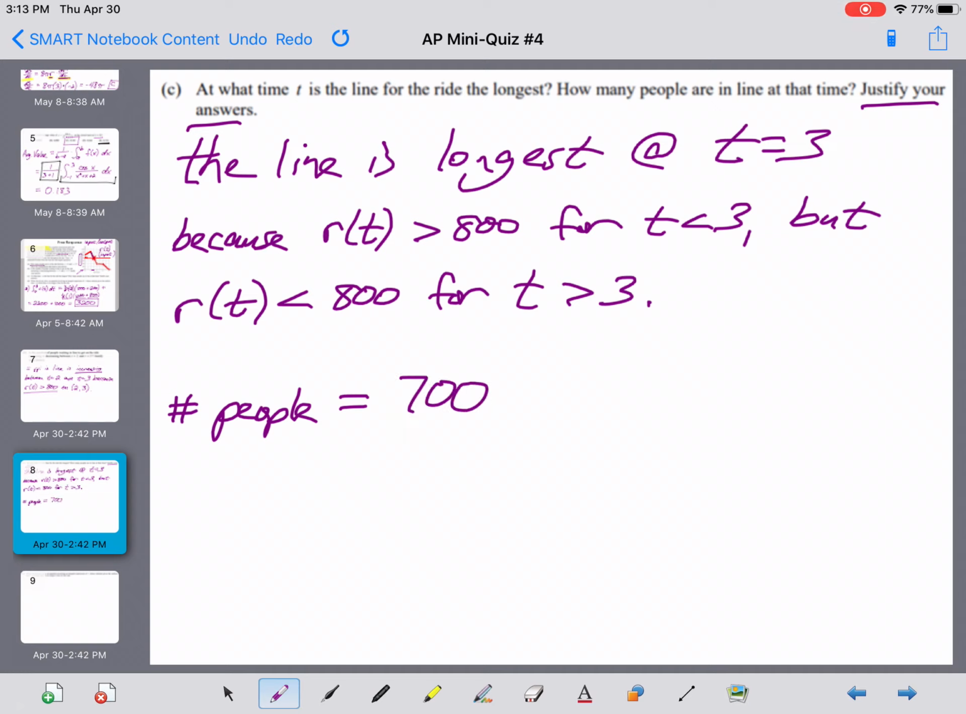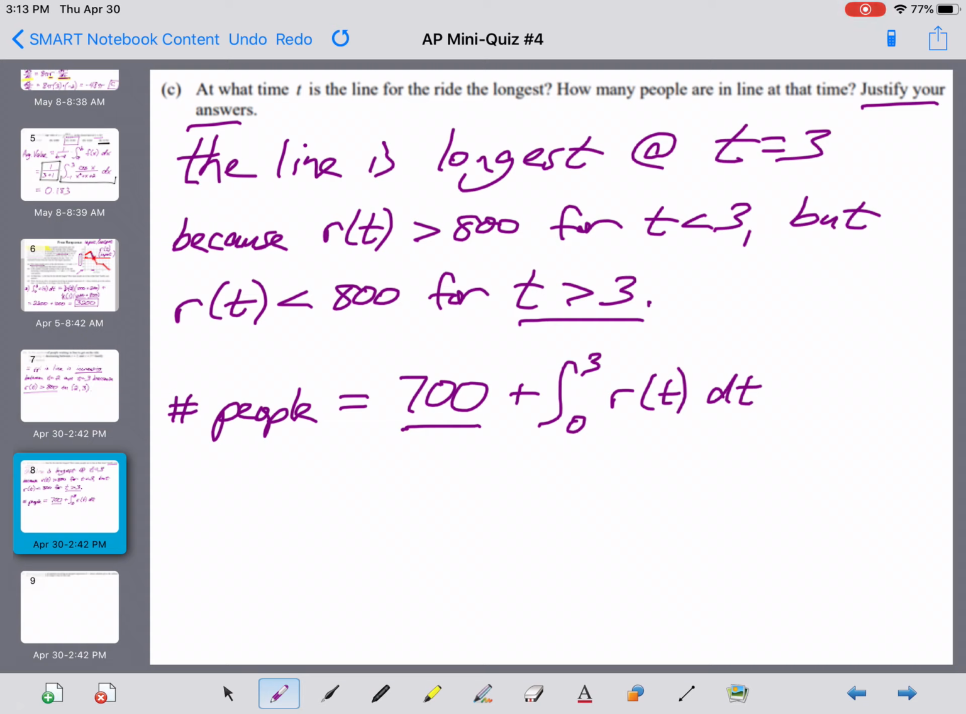The second thing we have to consider is how much has been added to that amount. So back to this here, at t equals 3, we now want to know how many people have shown up for the ride, not at the very beginning of the day, not the initial 700, but between the times of 0 and 3. So we would do that by doing an integral from 0 to 3 of your rate of input function. Okay, so the integral from 0 to 3 r of t dt.